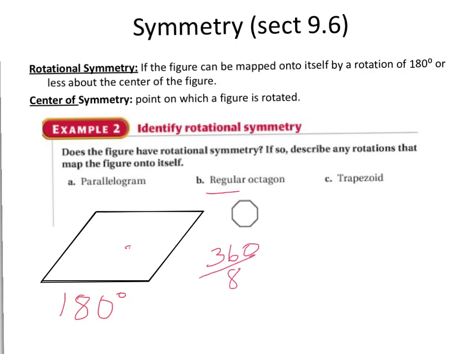So I take 360 and I'm going to divide by 8, which gives me 45. So my regular octagon at 45 degrees, I will line back up, add 45 and 45, and I get 90. So at 90 degrees, I'll line back up, add 45 to 90, and I get 135 degrees. So at 135 degrees, I'll line up, add 45 to 135 degrees, and I get 180 degrees.